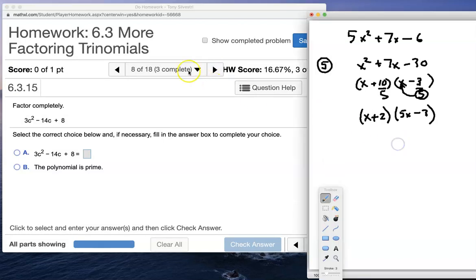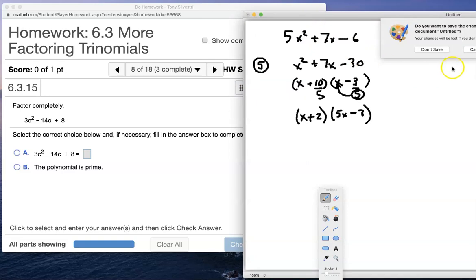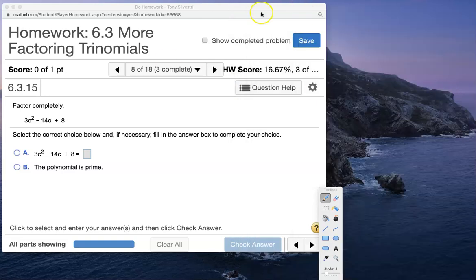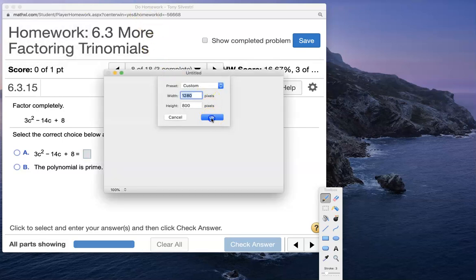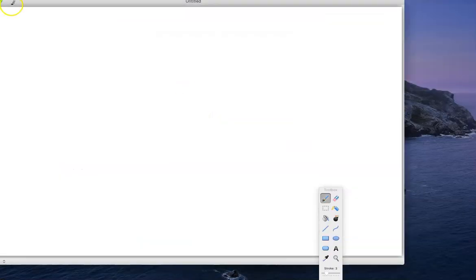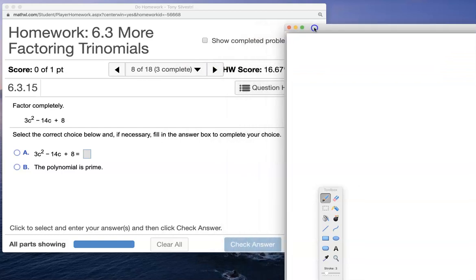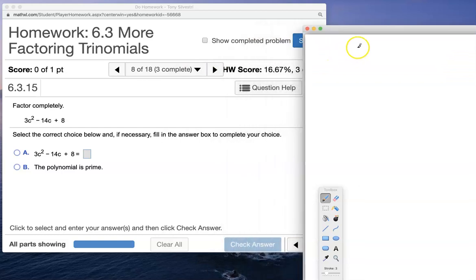Let's do number 8. It's not really different, but I like the pattern of the signs. So I'm going to come over here. Don't save this. I'm going to create a new sheet of paper. Okay. Move this over here. Come on, baby. Okay, move it over here. And the first thing that you're going to do is say 3c squared minus 14c plus 8.